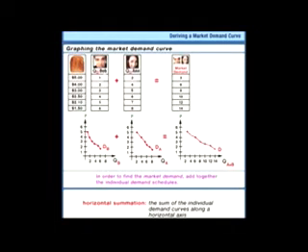So, one more example. At a price of $2.10 per loaf, Bob wants 5 loaves of bread each week, and Ann wants 7 loaves of bread each week. 5 plus 7 gives us a total market demand of 12 loaves of bread at a price of $2.10.